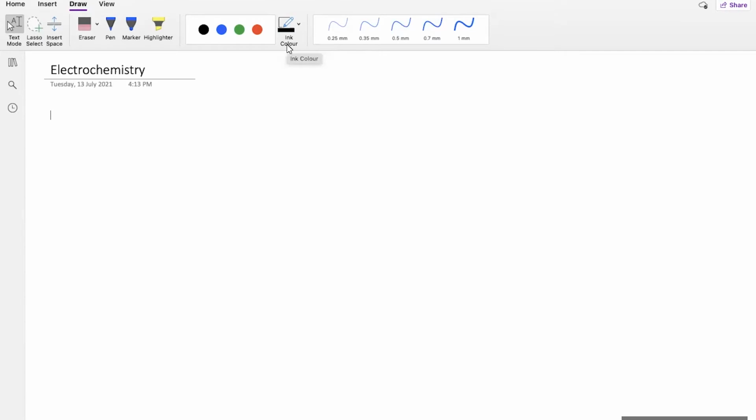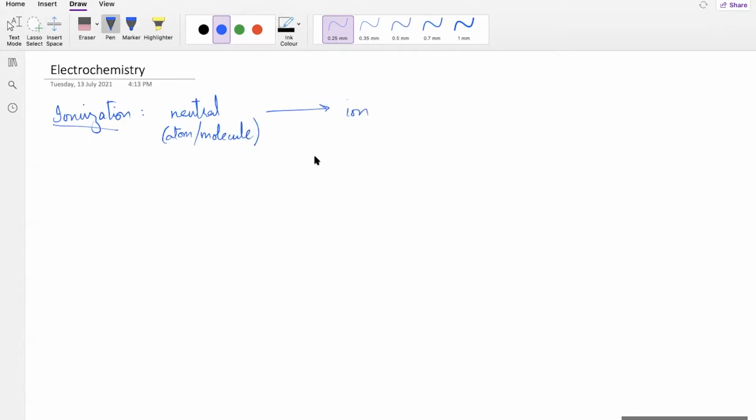The second thing that you need to know is a few terms. The first term I would like to introduce to you is ionization. Ionization is when a neutral thing, an atom or a molecule, becomes an ion, so it's not neutral anymore. That could be because it has gained an electron or lost an electron, but there's always a redox process involved and it becomes an ion.